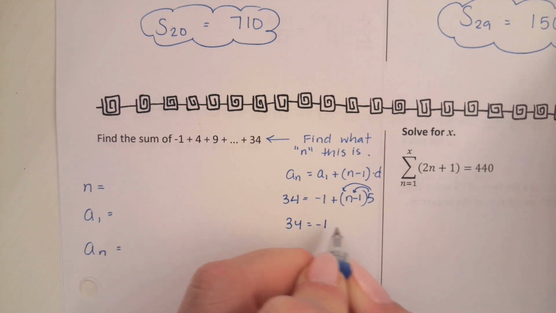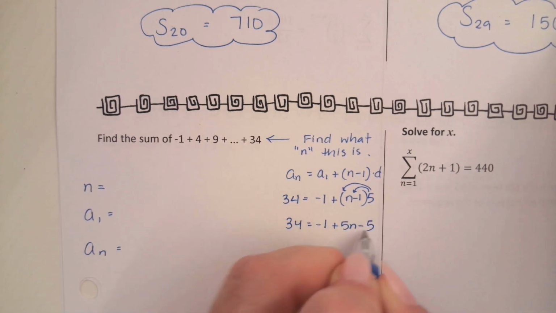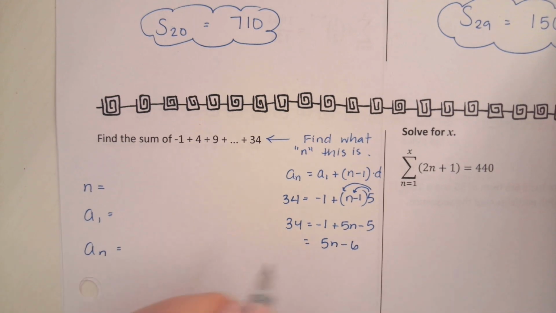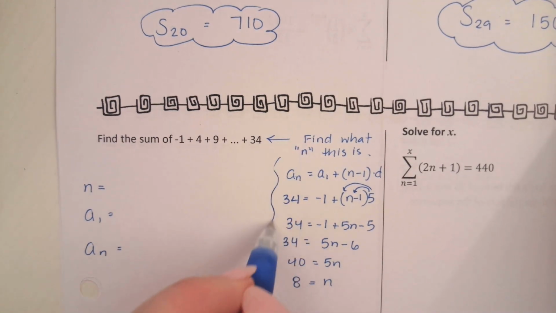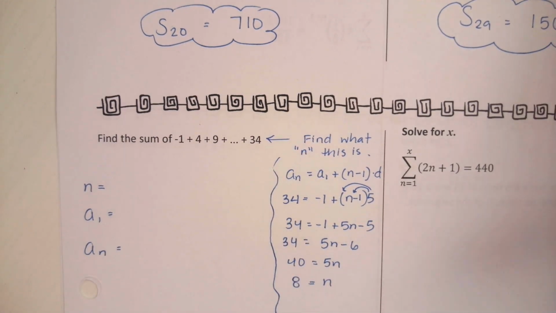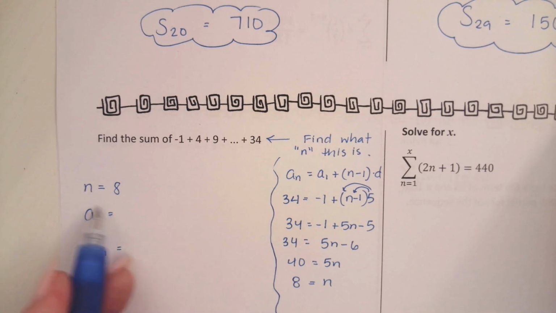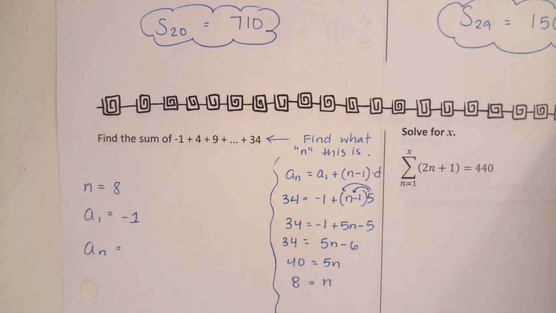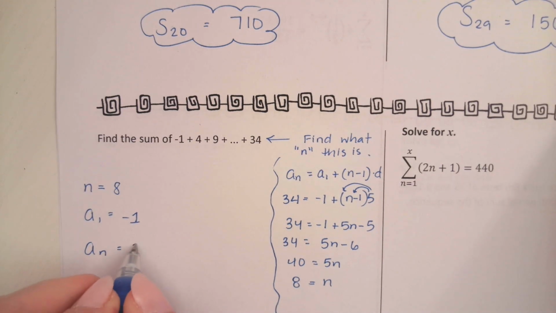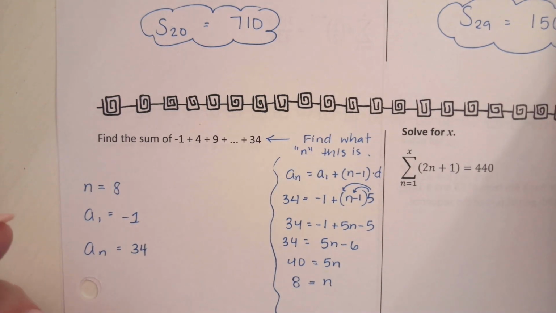So we can solve this for n. 34 equals -1 plus 5n minus 5. So that would be 40 equals 5n. Good job, Mason. So that means n equals 8. That is the 8th number in the sequence. Alright, now that we know that, we have everything we need to find the sum, because n is the number of terms, so we know it's 8 terms. We know our first term is -1, and we know our last term is 34. So we can plug everything into our sum formula. This would be called the 8th partial sum. It's just the sum of the first 8 numbers.